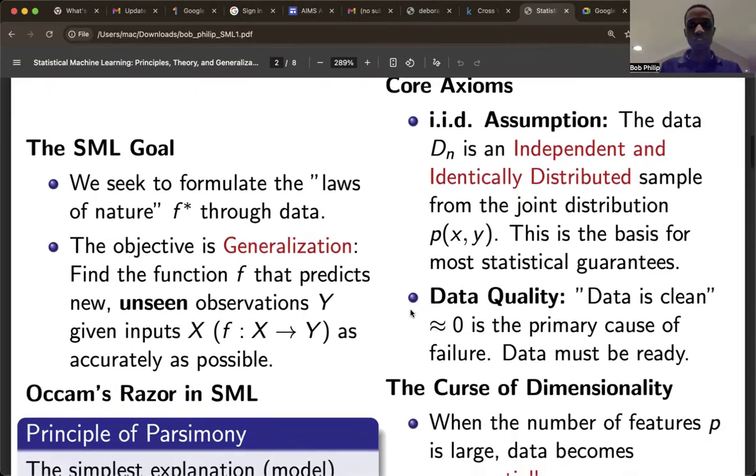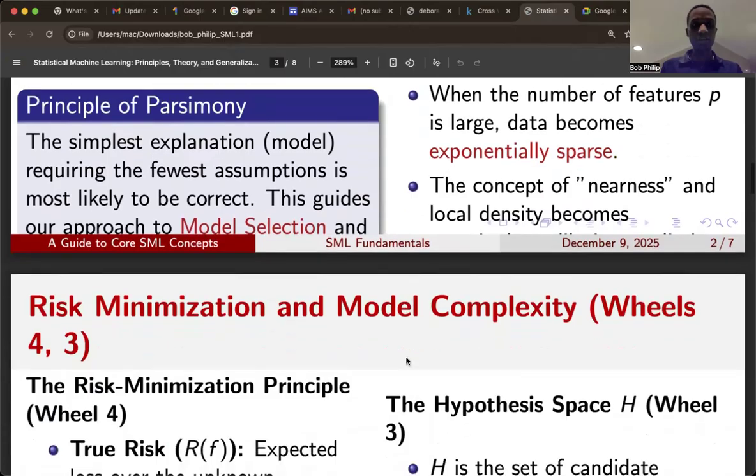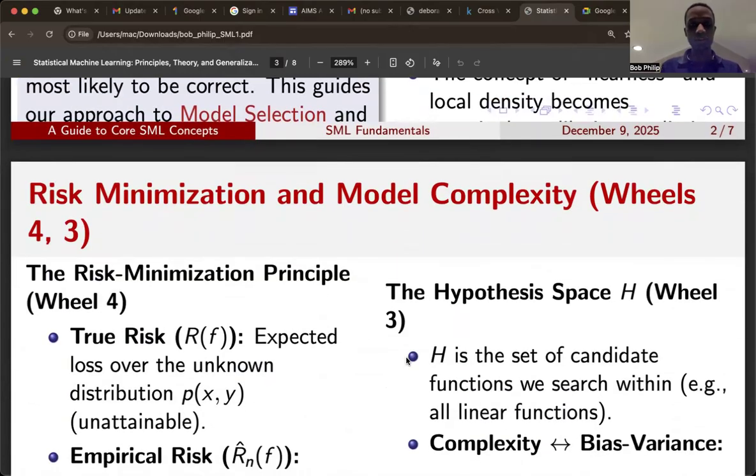On data quality, we assume that it's clean, and that there's no curse of dimensionality where features are larger than the data. In this context, there was no sparsity. They had a number of observations with few features, but in real life we always have scenarios where we have a lot more features than the data set. So how do we minimize risks and balance the trade-off between bias and variance?